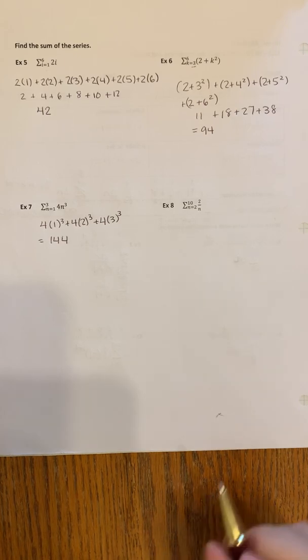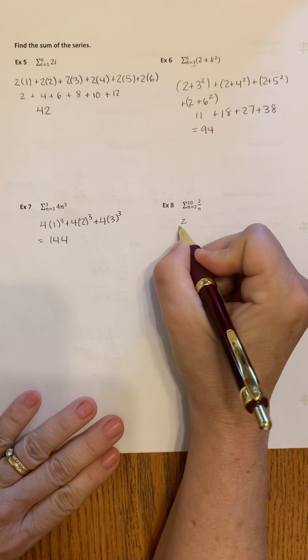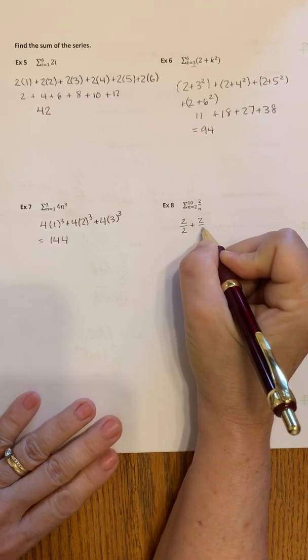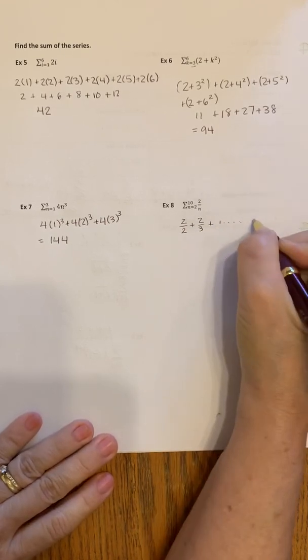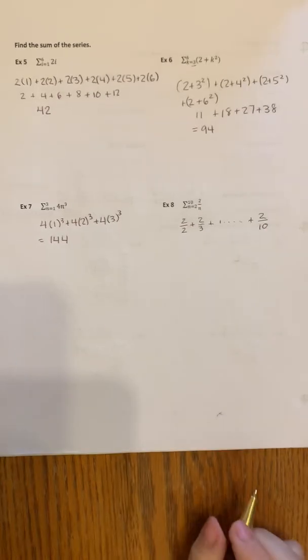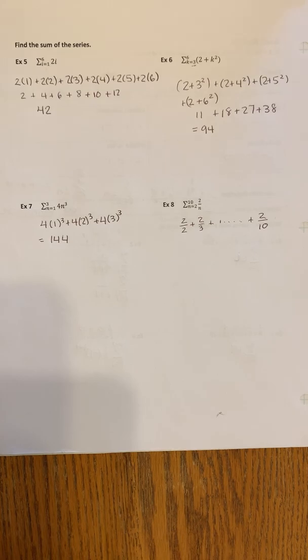Right, now this one is going to be 2 over 2, starting at 2, plus 2 over 3, all the way up to 10. Now here's where I want to show you how to do this on the calculator, because it will make our lives a little bit easier if we do that.